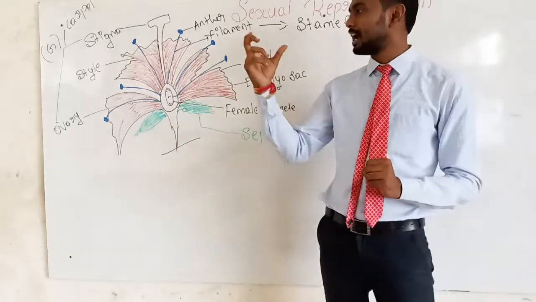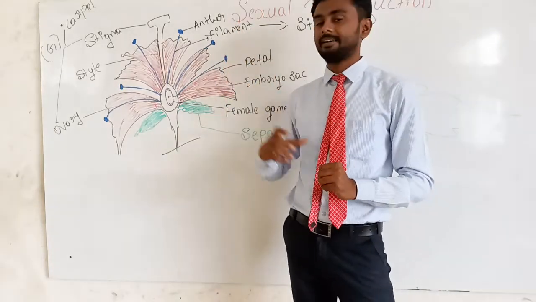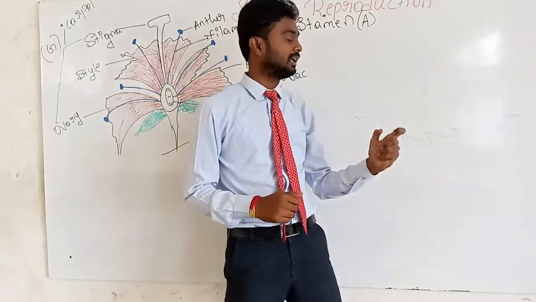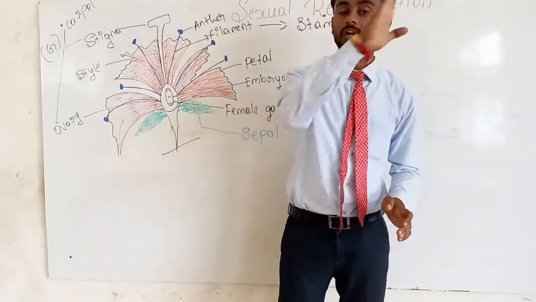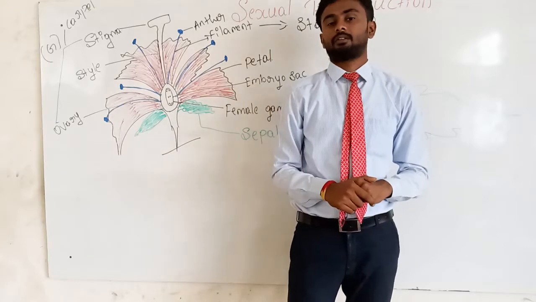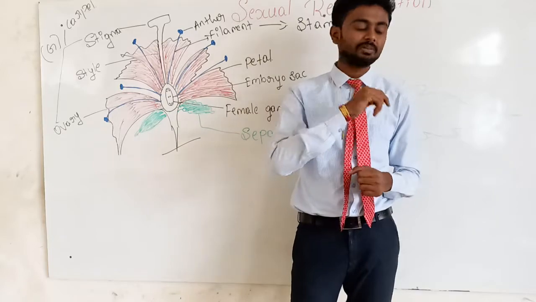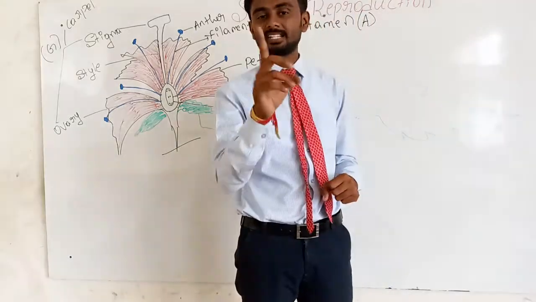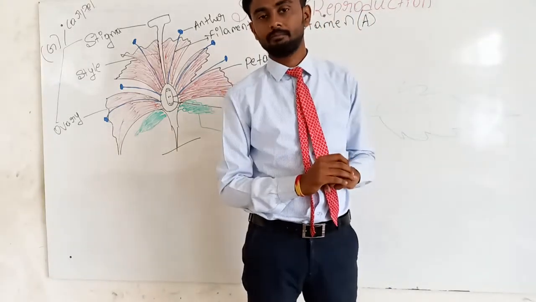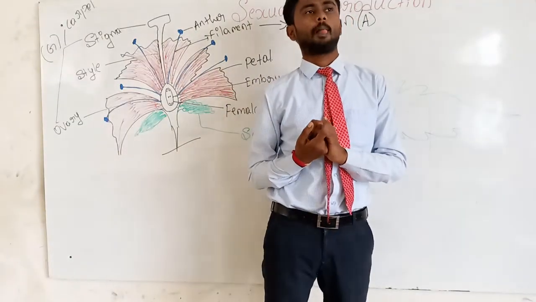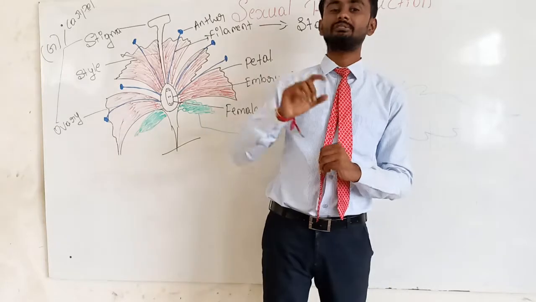Clear? If a flower has only male gametes, that is a unisexual flower. If a flower has only female gametes, that is also a unisexual flower. Clear all of you about unisexual flowers? Next one is the bisexual flower. Dear students, that is opposite to the unisexual flower.